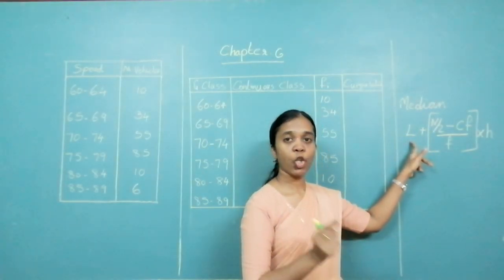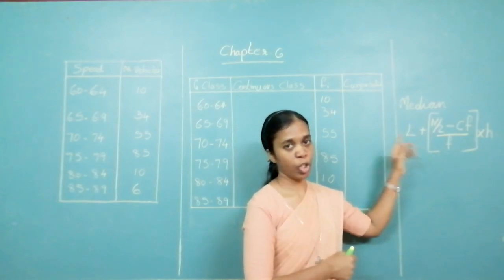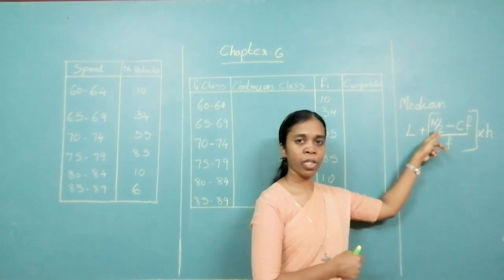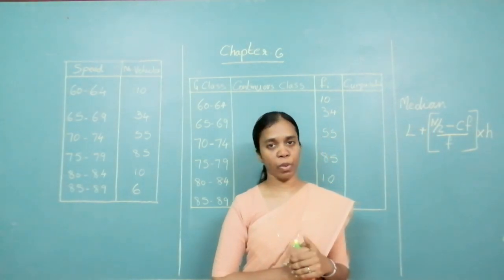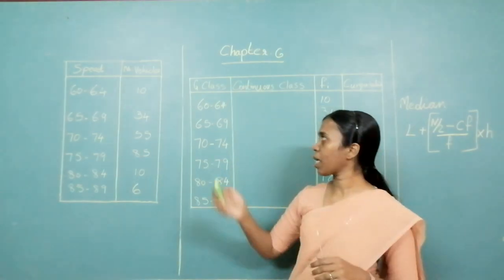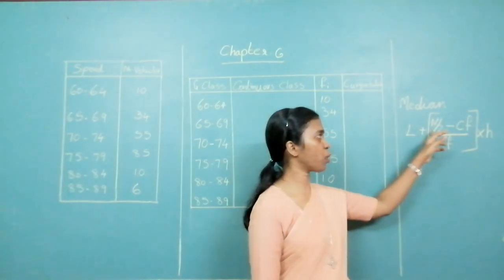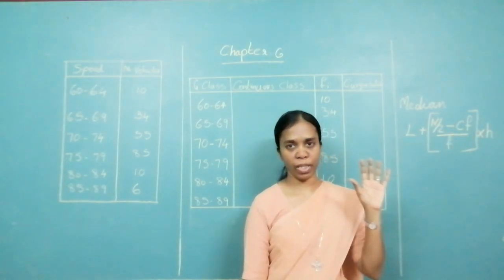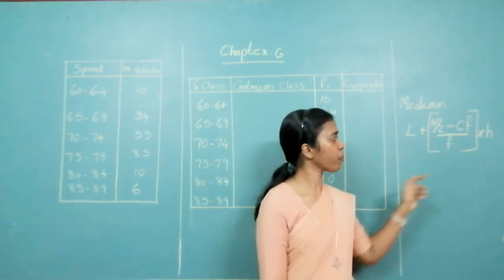L is the lower limit of the median class. N upon 2, we have seen what n is. N is the sum of frequencies, so you have to find the sum of frequencies divided by 2. That is n upon 2. CF is the cumulative frequency. We shall see how to find the cumulative frequency.